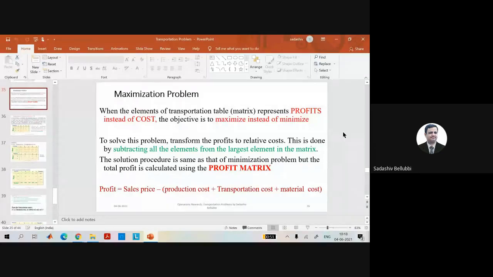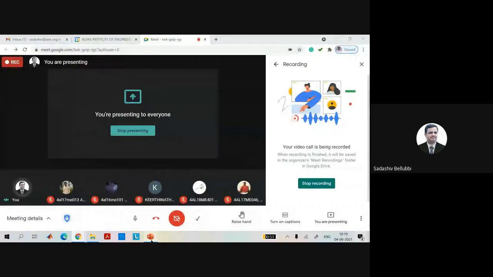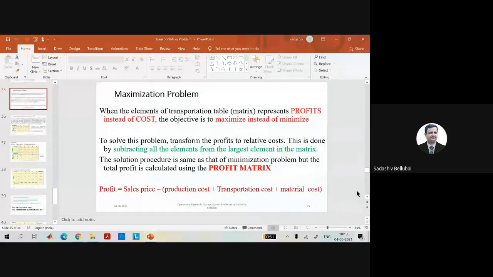Maximization problems. As I told, there are two methods to solve the maximization problem. The first method is exactly the opposite of the steps of the minimization problem. Or else we can convert the maximization problem into minimization and then proceed with the same method which we learned in the previous classes. At the end, while writing the answer, we need to consider the profit matrix.